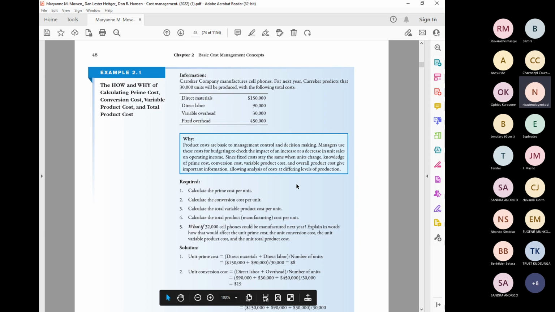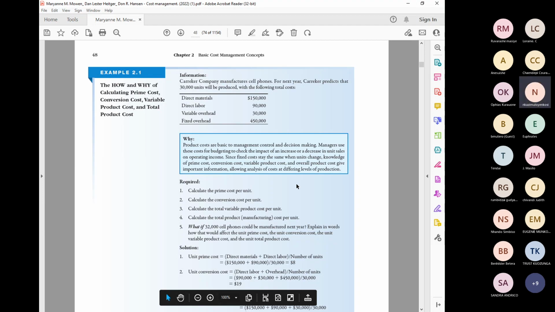Product costs are basic to management control and decision making. Managers use these costs for budgeting to check the impact of an increase or a decrease in unit sales on operating income. Since fixed costs stay the same when units change, knowledge of prime costs, conversion costs, variable product costs, and overall production costs give important information, allowing analysis of costs at differing levels of production.